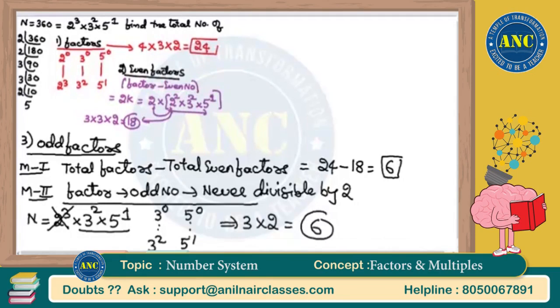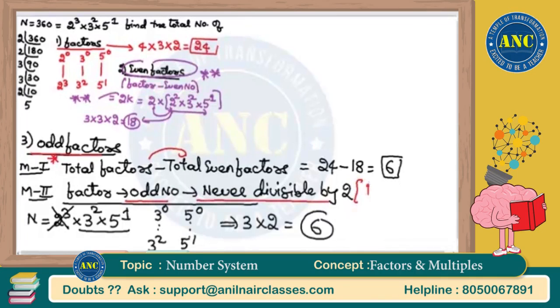Good point, Niranjan. Definitely I will do that. Even factors: an even factor means a factor which is an even number. Any even number is of the form 2k. What do you mean by an odd factor? Odd factor is nothing but total factors minus total number of even factors. Negation method you can do, or an odd number is never divisible by 2.